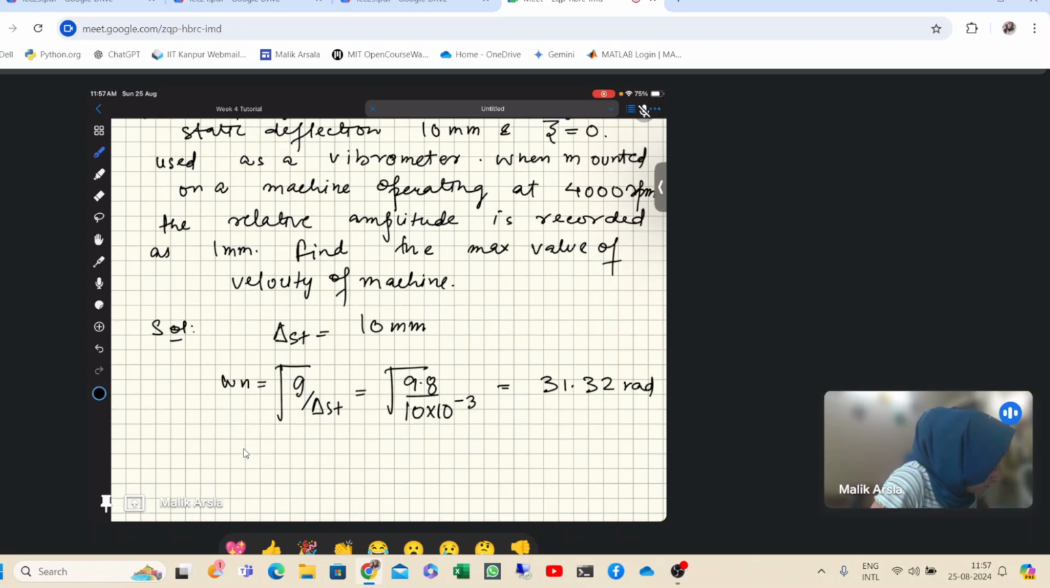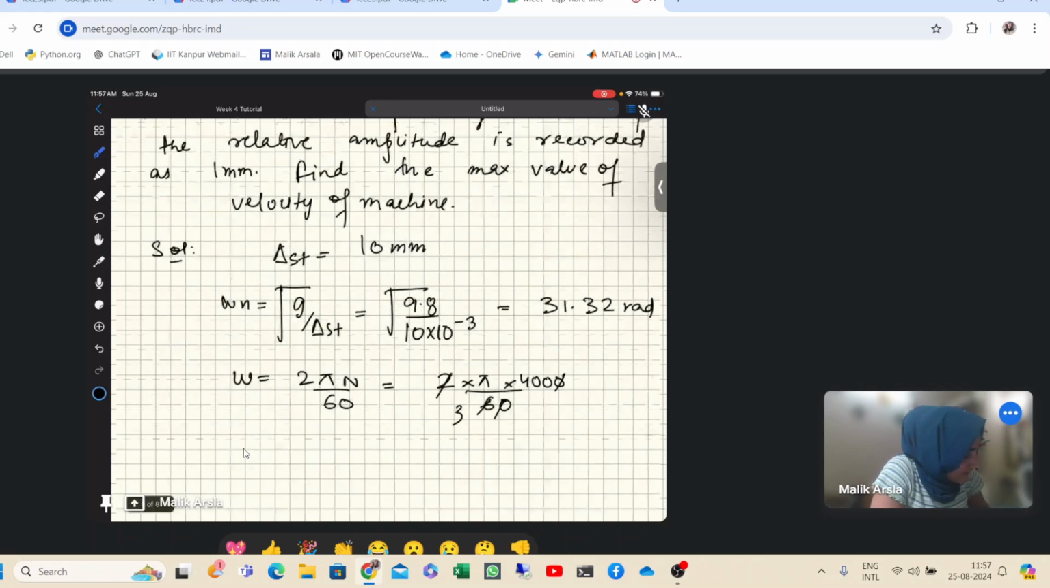Now omega we already know. It is equal to what? 2 pi f, 2 pi N upon 60. So it will be 2 pi into 4000 upon 60. Now I have this. Okay, let's just simplify it like this.